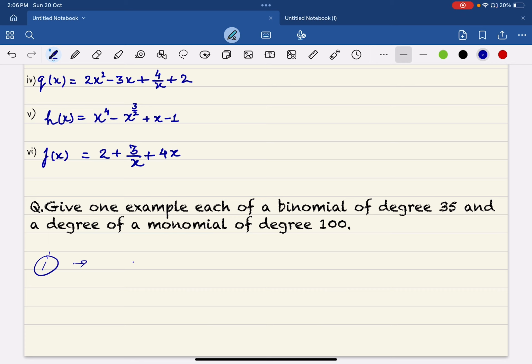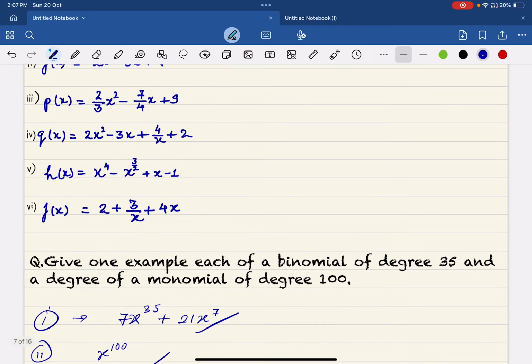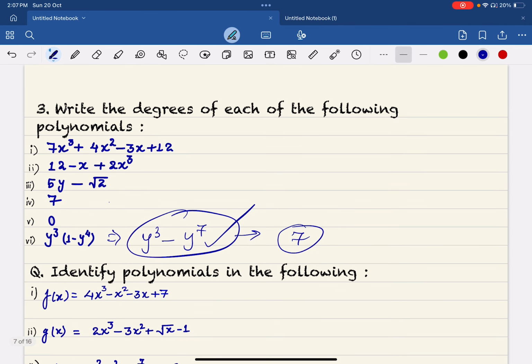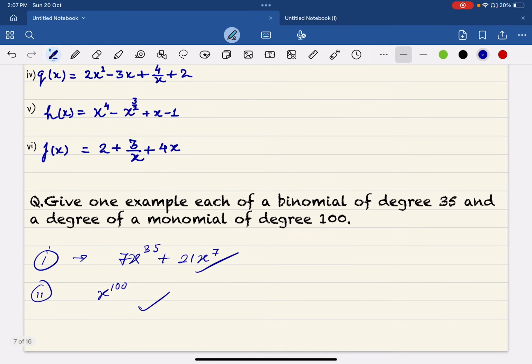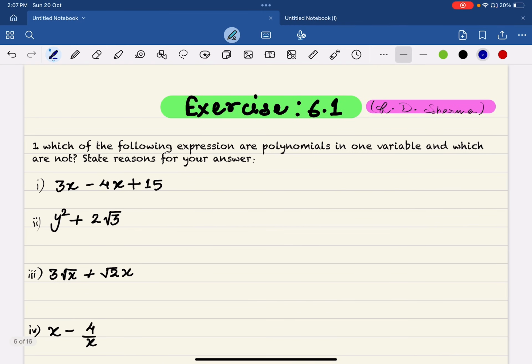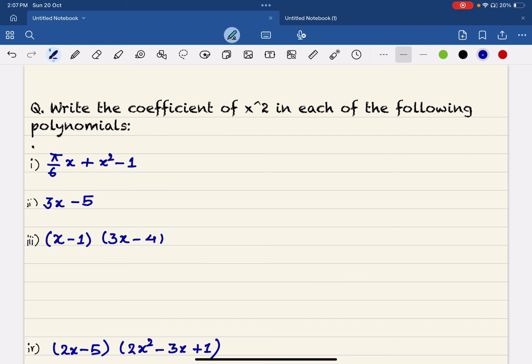Binomial of degree 35: x raised to the 35 plus 21x^7. This is a binomial, and the degree of this polynomial is 35. In the second part, we have to give an example of a monomial with degree 100. Just write like this, and it is your answer. Okay. I think you have understood the questions which I have discussed. So now let's move on to the next question.